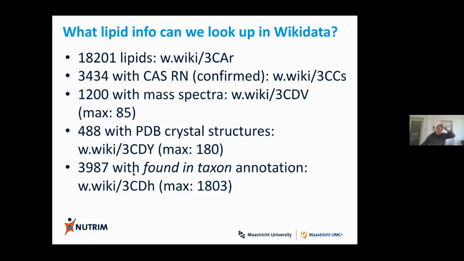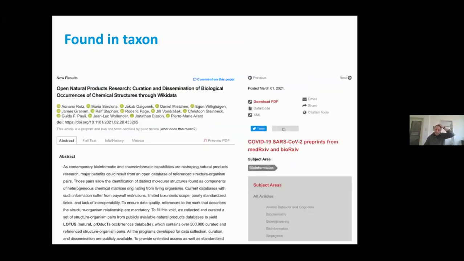And for about 4,000 different lipids, it has data on which taxon it links to. And here, there is one lipid that is linked to 1,800 different species, each one of them linked to or supported by an article. This is that preprint that I just mentioned.